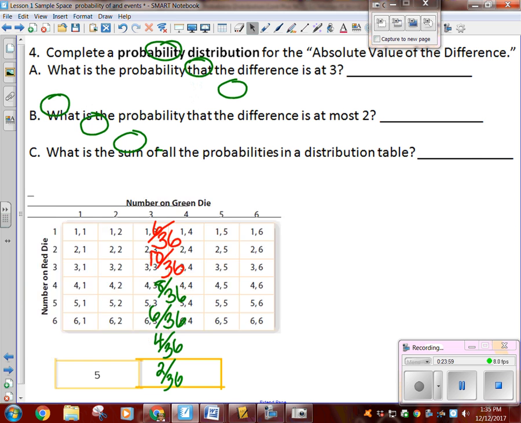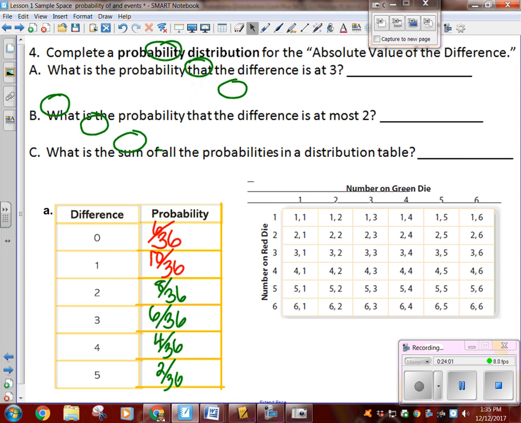Okay. What is the probability that the difference, that should have said at least 3. That's what I meant to say, at least. Is at least 3. Does that mean it can be 3 and more or 3 and less? 3 and more. So 3 and more. 6 plus 4 plus 2 makes 12 chances out of 36.